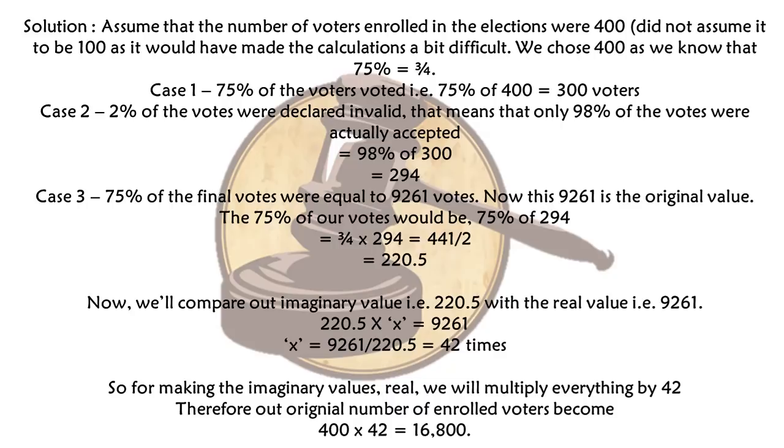The solution would be, assume that the number of voters enrolled in the elections were 400. Okay. Now you might ask, why 400 and not 100? So I did not assume it to be 100, as it would have made the calculations a bit difficult.